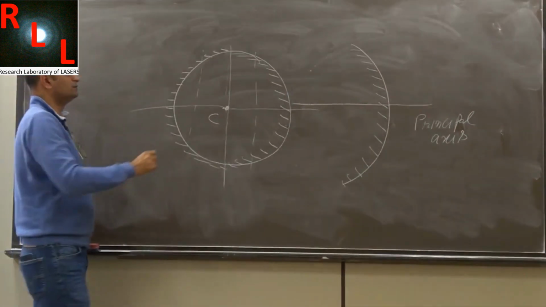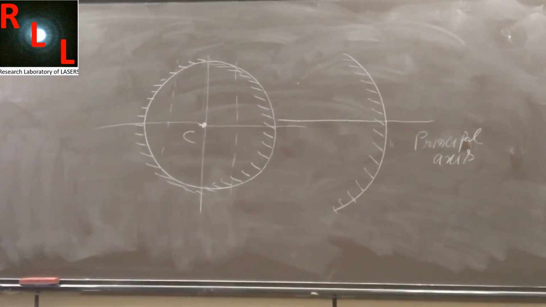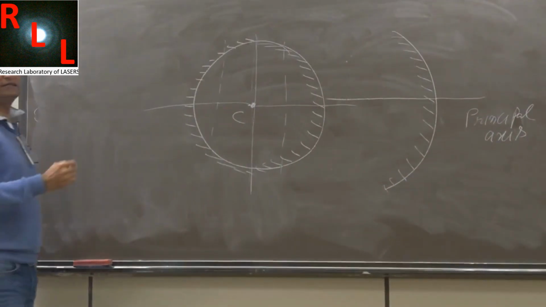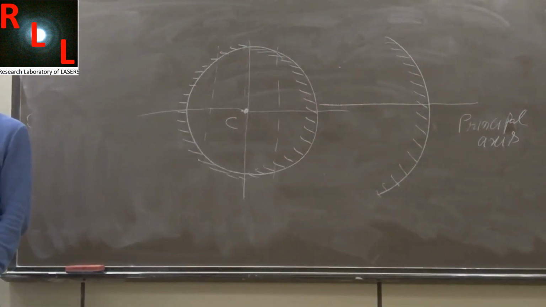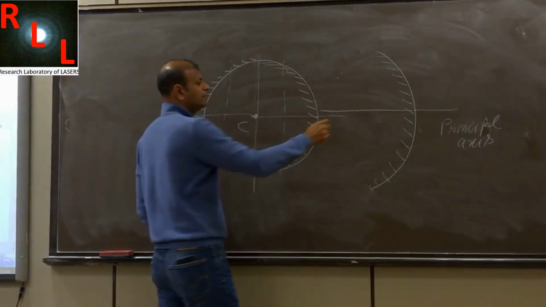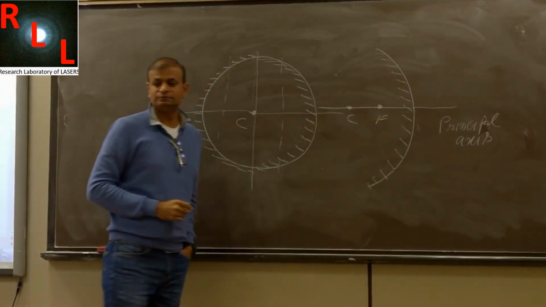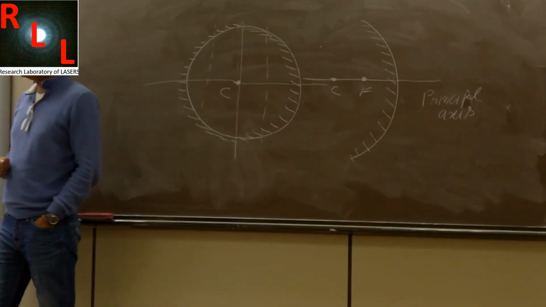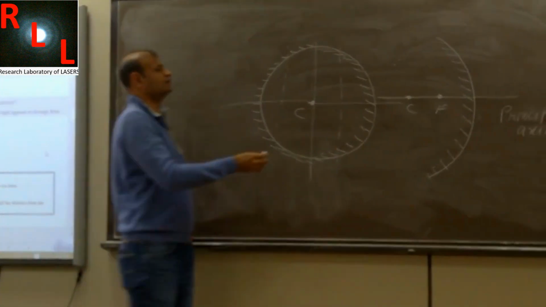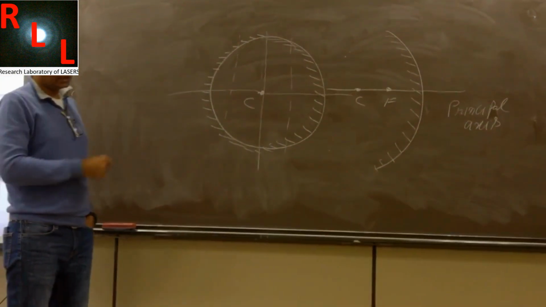And C is the center of curvature, and R, what is R? Radius. So F is half of the radius. Here is C and here is F. What is F? Focal point. F is half the radius. Yes, F is equal to half because these are C half and half here. Okay.